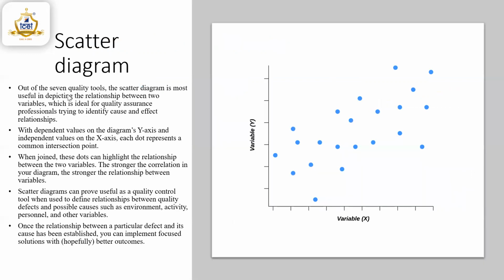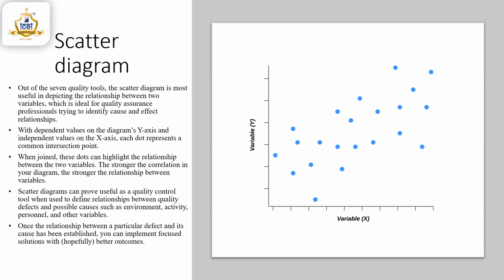Scatter diagram. Out of the 7 quality tools, the scatter diagram is most useful in depicting the relationship between two variables, which is ideal for quality assurance professionals trying to identify cause and effect relationships. With dependent values on the diagram's y-axis and independent values on the x-axis, each dot represents a common intersection point. When joined, these dots can highlight the relationship between the two variables. The stronger the correlation in your diagram, the stronger the relationship between the variables.